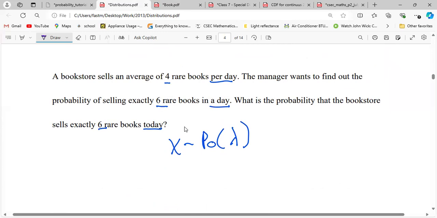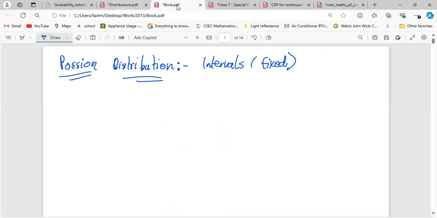The manager wants to find the probability of selling exactly 6 rare books in a day. What is the probability that the bookstore sells exactly 6 rare books today? So you see, they're constantly giving you that interval. That is something to keep in mind. Once you see an interval, you know what you're talking about.